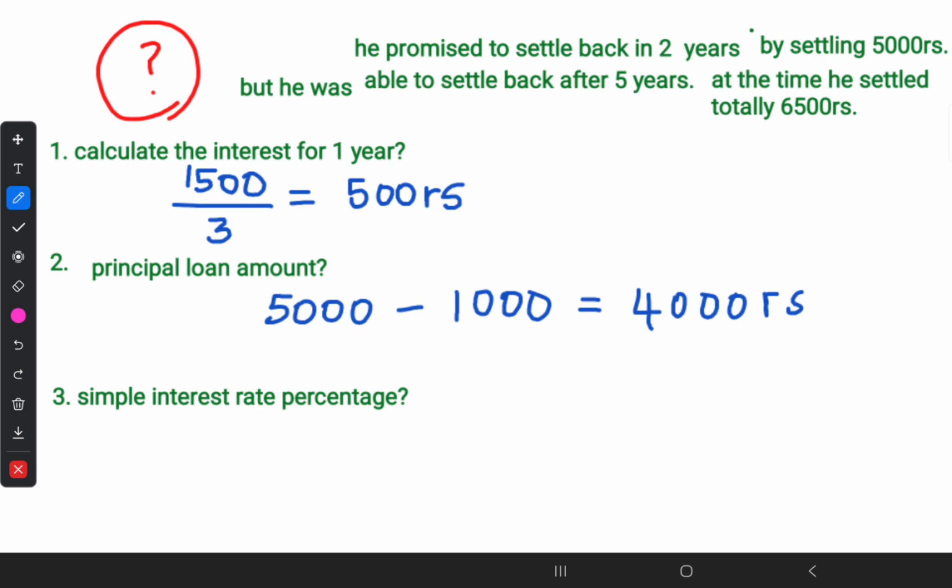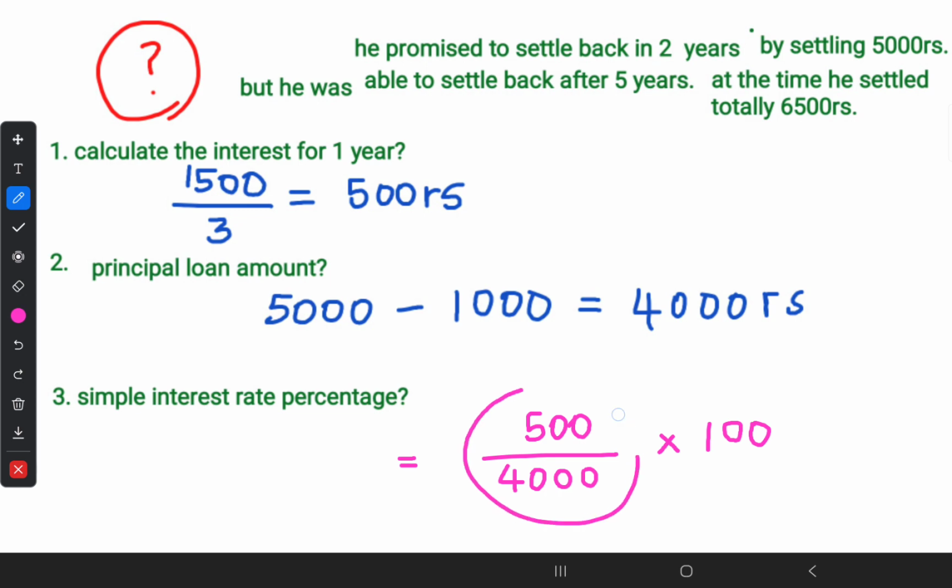Now let's come to question number 3. Simple interest rate percentage. To find the rate percentage, the principal loan amount is 4,000. You have to write the corresponding fraction. 4,000 over what is the interest? First you need to write the fraction for interest. For 4,000 rupees of loan, for 1 year, interest is 500 rupees. Likewise, you need to find the percentage. When you multiply the relevant fraction by 100, you can obtain the respective percentage.